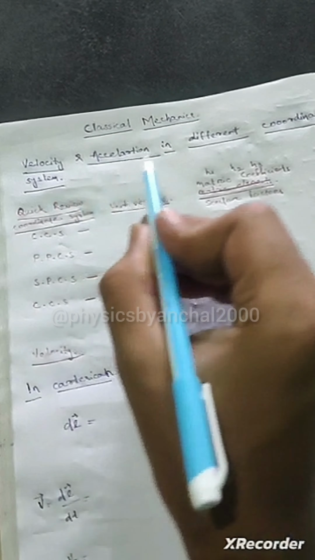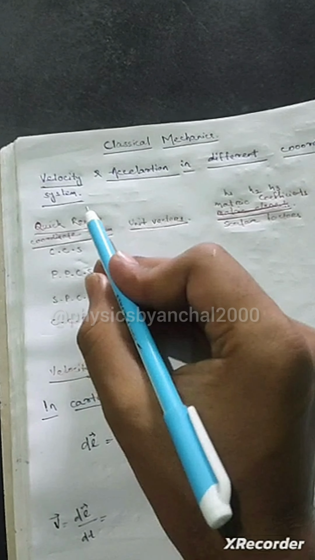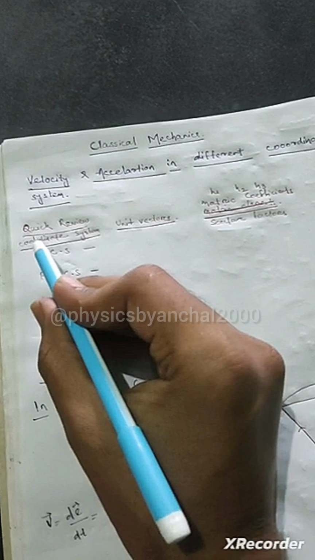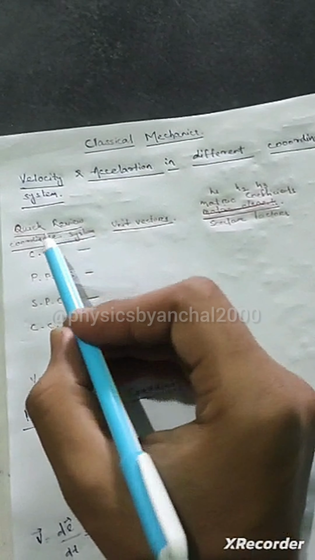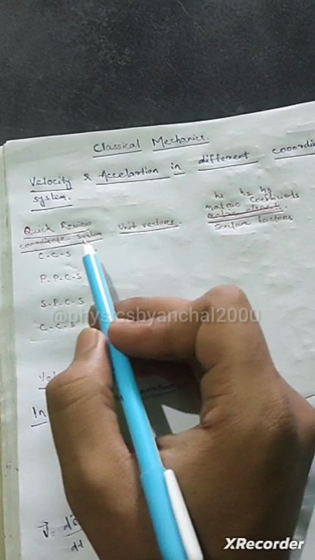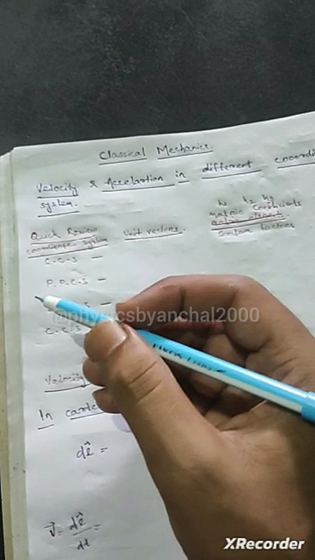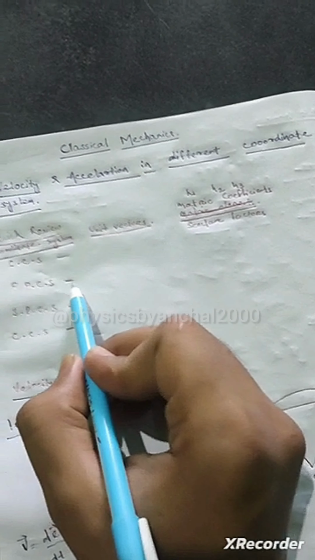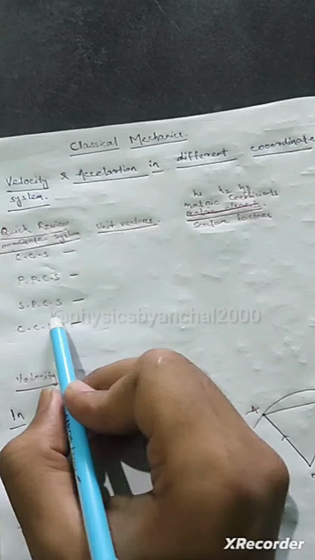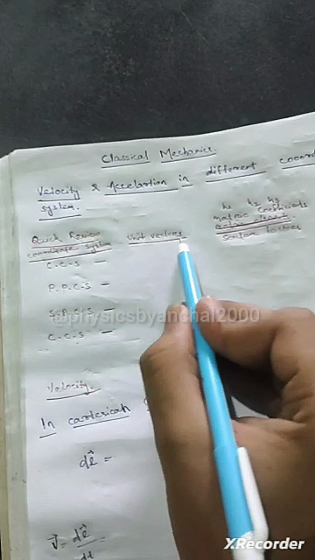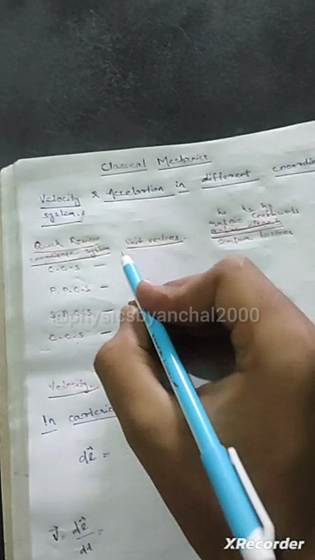Hello, today our topic is velocity and acceleration in different coordinate systems. Before going to the topic, let's start with a quick review. What are the coordinate systems? You all know what the coordinate systems are. There are different types of coordinate systems like the Cartesian coordinate system, plane polar coordinate system, spherical polar coordinate system, and cylindrical coordinate system. And what are the unit vectors in different coordinate systems?